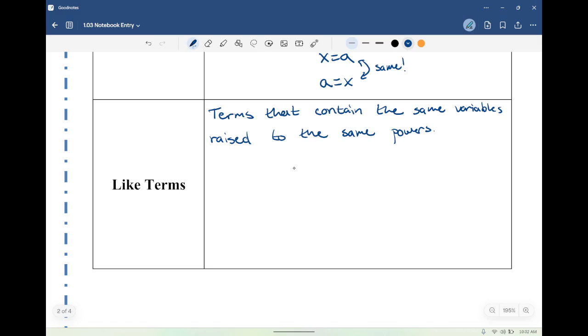And so things we might see, 3x and 5x. I'm looking only at the variable. I have x and x. Those are the same letter with the same exponent. These are like terms. 4y and 3y. I've got y to the first. Again, y to the first, same letter, same exponent. Those are like terms.